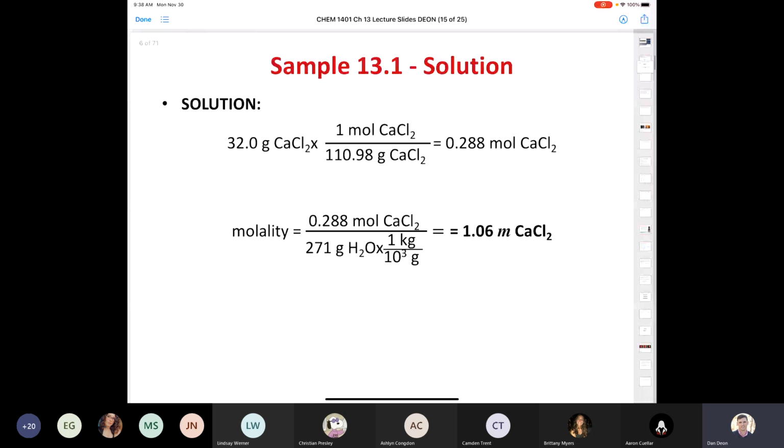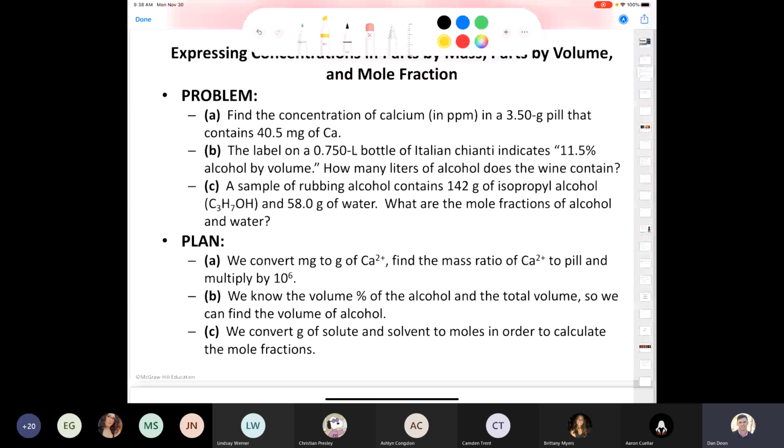Anyhow, let's try some other ones here. I got 3 different problems. Let's give them all the old college try. Let's just start with the first one and we'll backtrack if we have to. So we're just going to look at A. It says find the concentration of calcium in ppm in a 3.50 gram pill that contains 40.5 milligrams of calcium. So we're looking for the concentration of calcium in ppm.